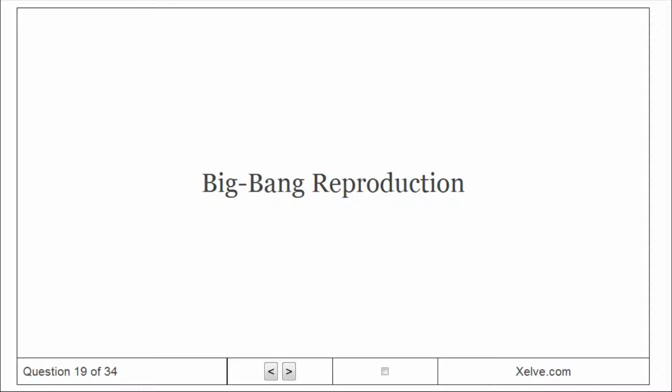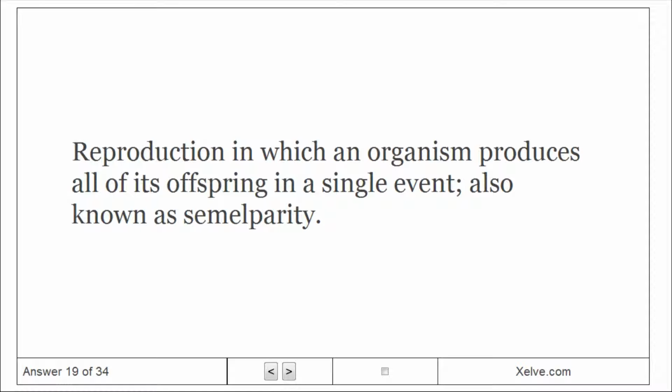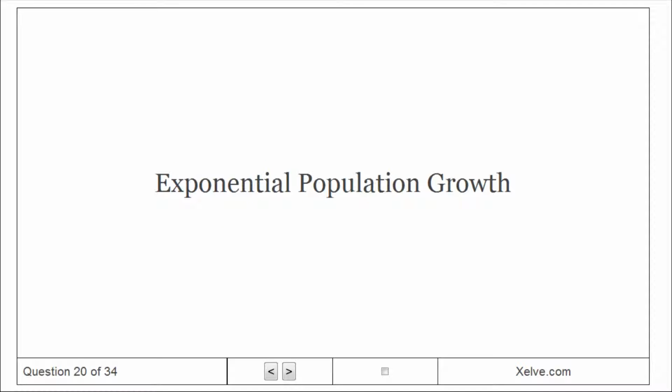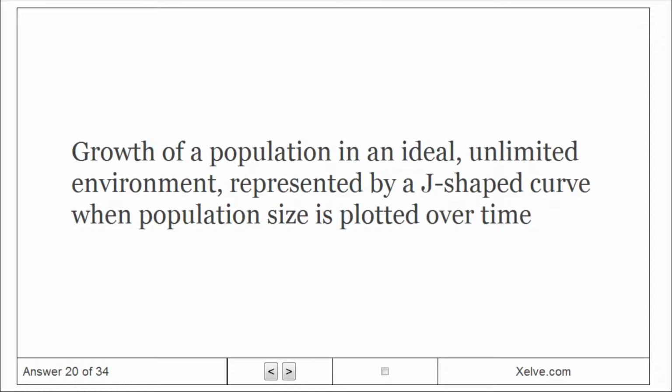Big Bang reproduction. Reproduction, in which an organism produces all of its offspring in a single event, is also known as simulparity. Exponential population growth. Growth of a population in an ideal, unlimited environment, represented by a J-shaped curve when population size is plotted over time.